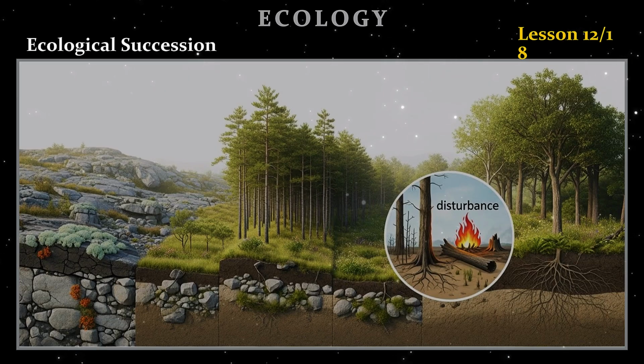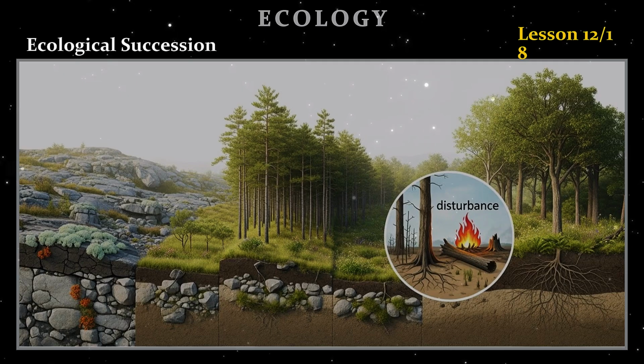The first type is primary succession. This is the hard road. It occurs on surfaces where no soil exists, on bare rock, cooled lava, or sand dunes. Life must start from zero. The first organisms to arrive are called pioneer species. These are the toughest of the tough.